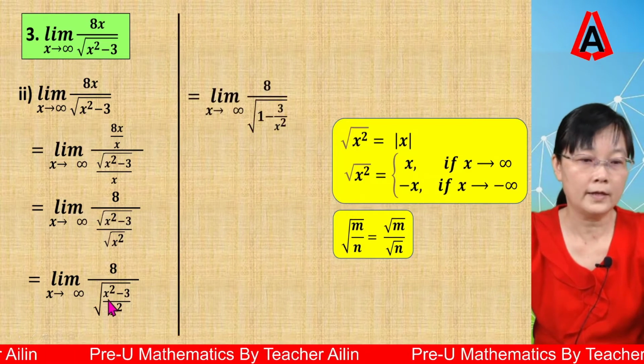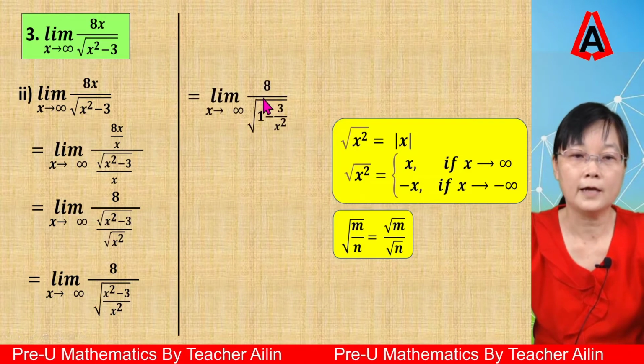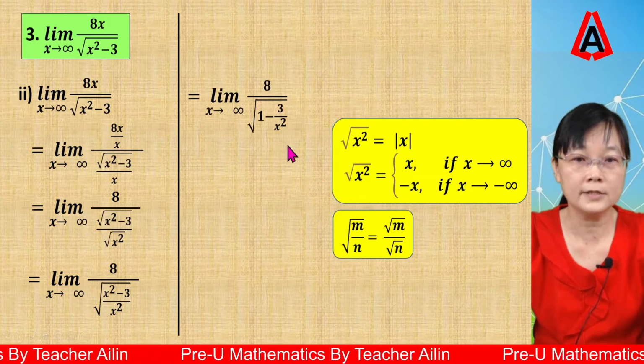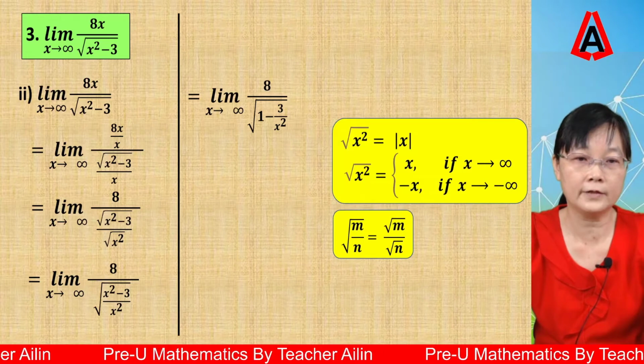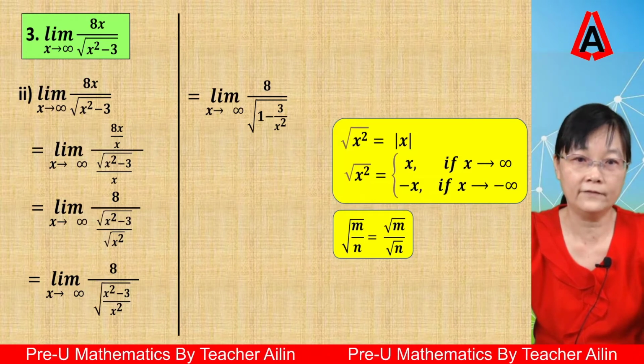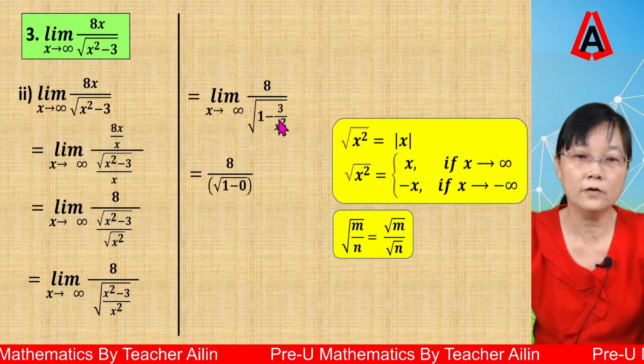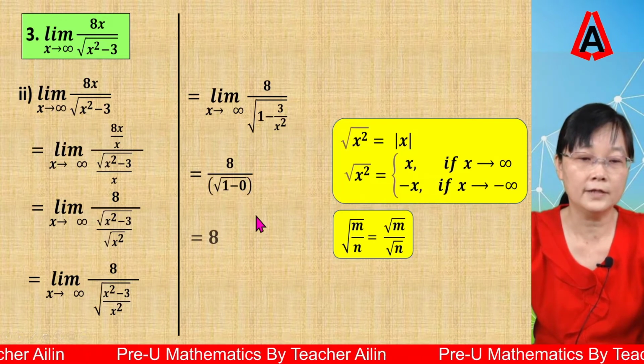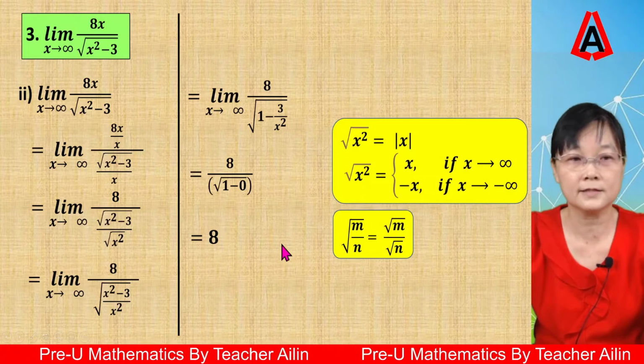So now when I simplify this part, I'll get something like this. Now I substitute the value of x for the second time with infinity. So 3 over infinity is equal to 0. So finally the answer is 8.